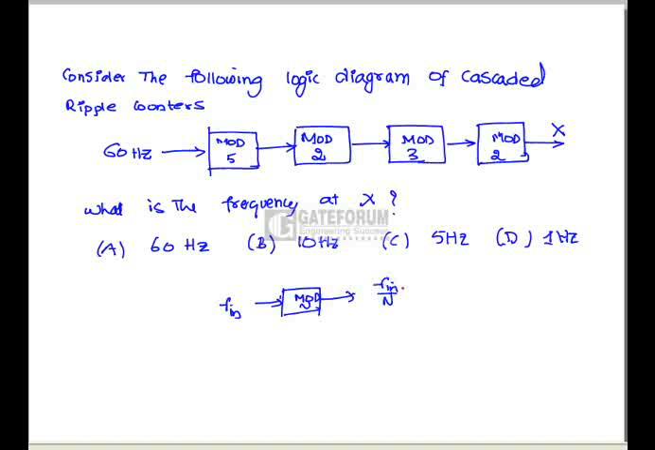If we follow this concept in the above diagram, at this node we will get 12 Hz, at this node we will get 6 Hz, at this node we will get 2 Hz, and at this node we will get 1 Hz. Hence option D is correct.